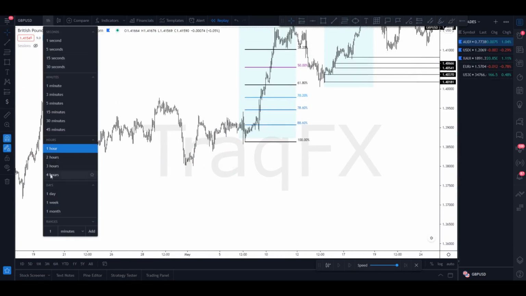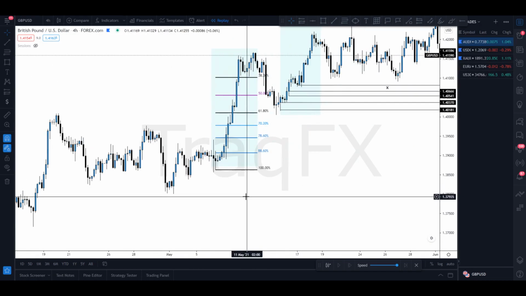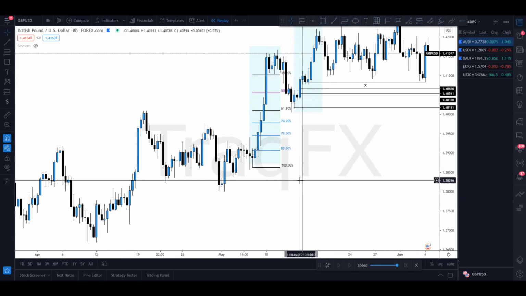And where should your area of focus be? Well, let's go down to the 4 hour time frame. Let's look for our institutional candles. Let's go down to the 8 hour time frame. And on the 8 hour time frame, we don't see anything clean.